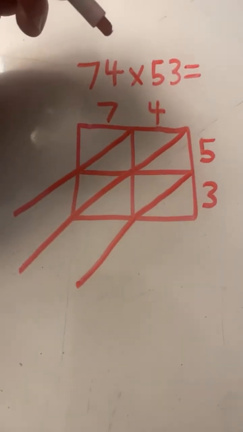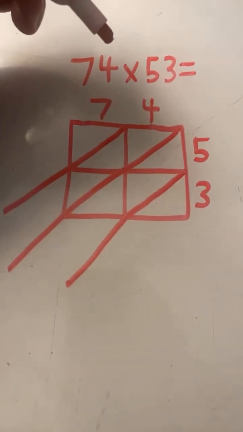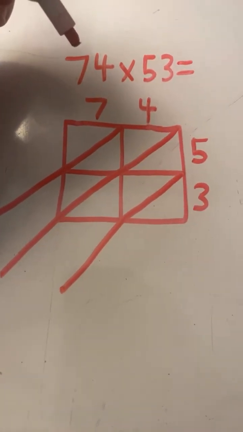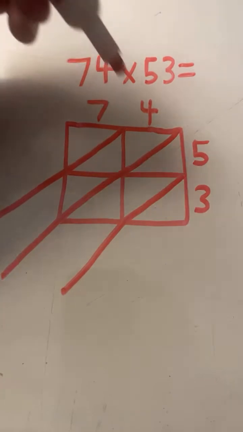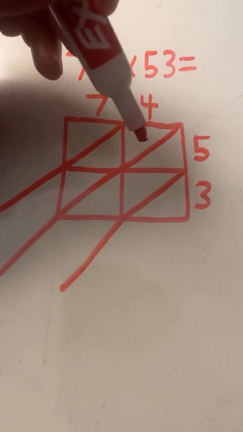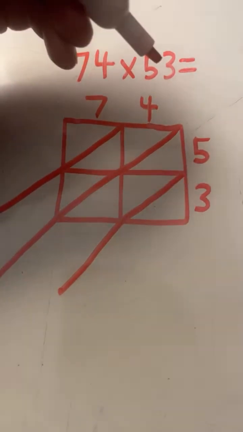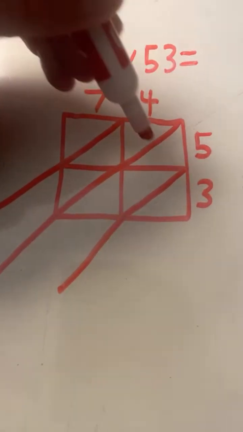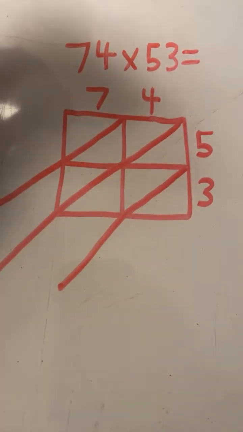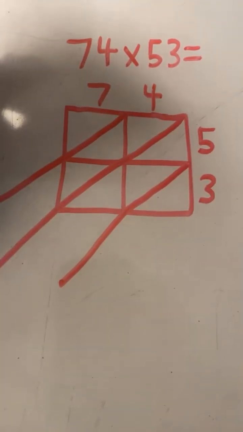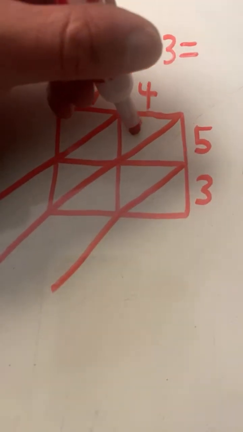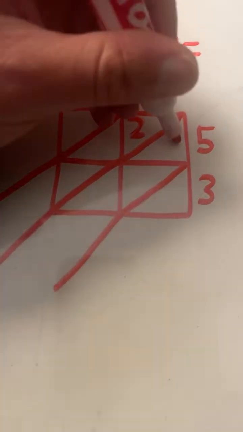So for this method, we multiply each of the digits and we put the answers within the squares. Now each answer goes in a square, but each digit goes in a triangle. So the answer to 4 times 5 is going to go in this square right here, and each digit in our product and our answer is going to go in a separate triangle. So 4 times 5 equals 20. So we're going to put a 2 in the first triangle and a 0 in the second triangle.